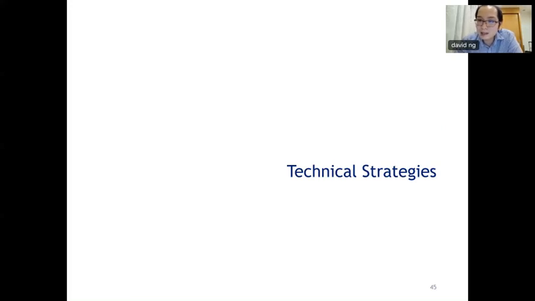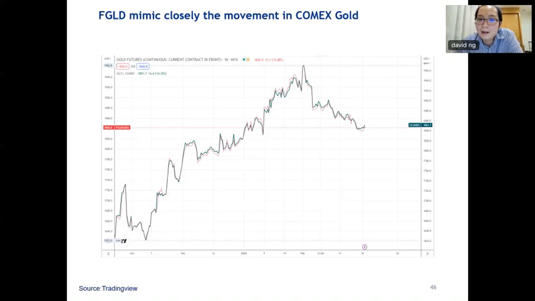Going to the last part of the presentation, I think talking about technical strategies. A lot of the examples I showed earlier are actually based on COMEX Gold. The prices are based on COMEX Gold. Now, FGLD right now, the new contract, is also based on US dollar rates, so you don't need to be confused by the conversion. Whatever you see on your screen right now on the FGLD contract is quoting you on a US dollar per ounce basis.